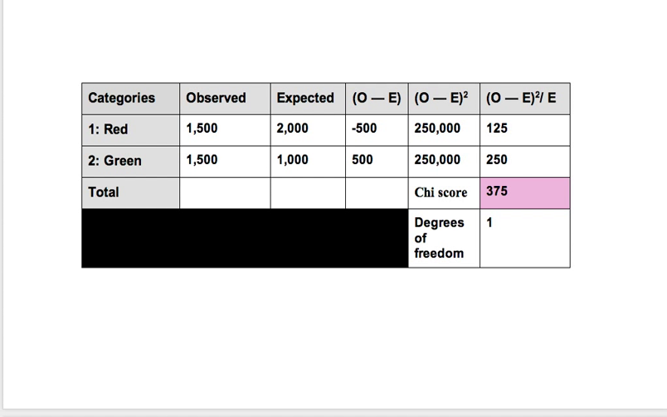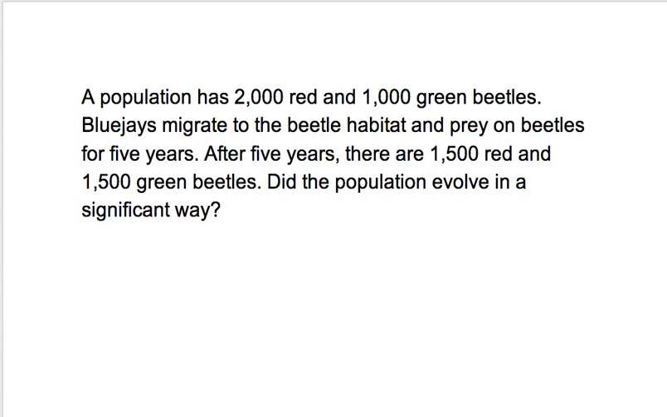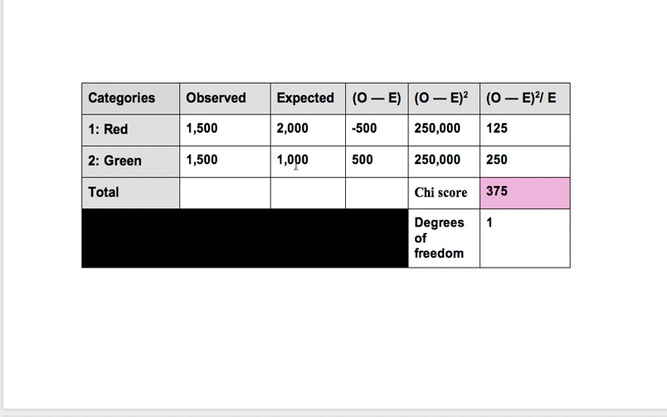Now, if you think about what we expected, well, we're going to assume in these problems that there is no evolution, that even if there's a change, it is a slight change. So we're going to expect basically what we got in the beginning. And so if we look back to the starting population, we had 2,000 red and 1,000 green. So for expected, we're going to put 2,000 red and 1,000 green.